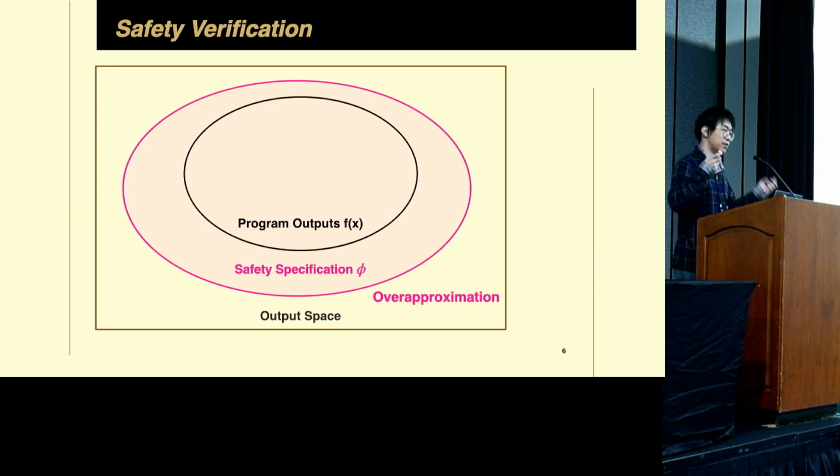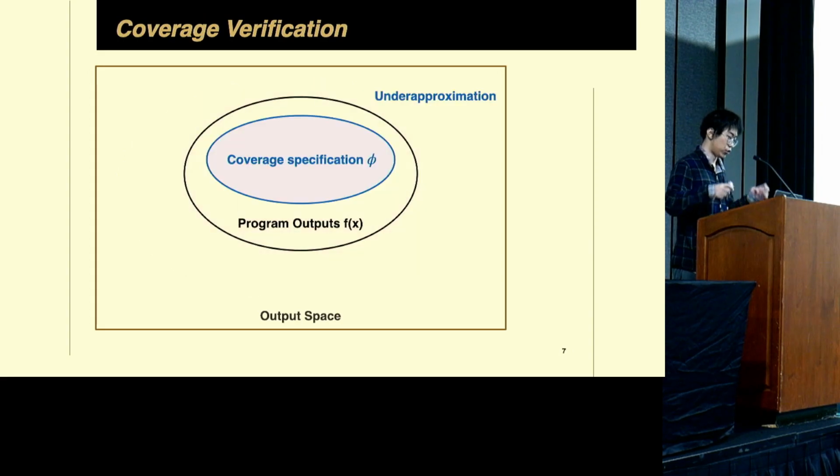But what happens if we do it the other way? We treat the specification as an under-approximation, and we ask that the output of the program must cover the specification. Actually, we already have this kind of coverage verification. Let me introduce it to you.